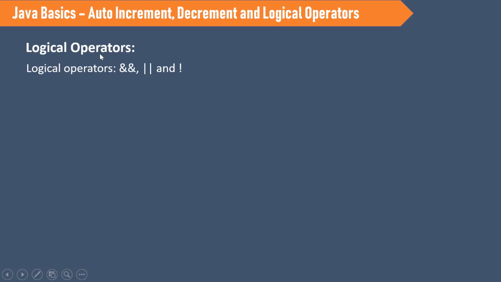Next one is logical operators. What are the different logical operators we have? We have double ampersand and two pipe symbols and an exclamation mark here. So these are the different logical operators that we have. This double ampersand means it is meant for AND, and double pipe symbol means it is OR, and this exclamation means it is a negation actually. Let's see an example of these three logical operators here.